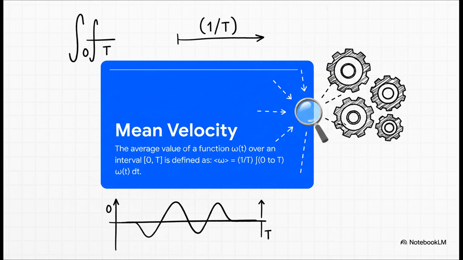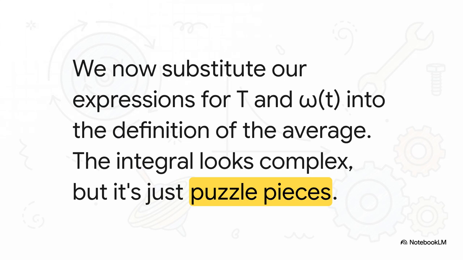The average value of any function over an interval is just 1 over the length of that interval times the integral of the function over that same interval. We have our function, and we have our interval. So now we just plug in the pieces we've already found. We substitute our expression for T out front. Notice we flipped it because it's 1 over T, and we plug our function for omega of t right inside the integral.